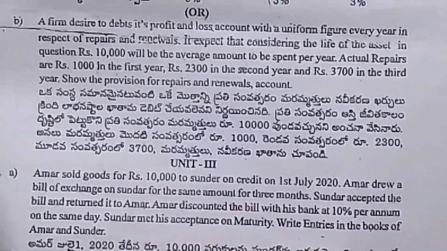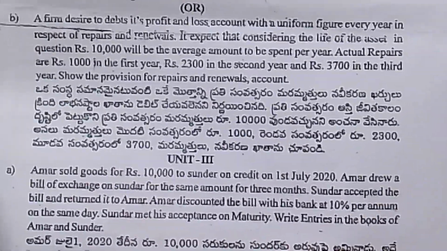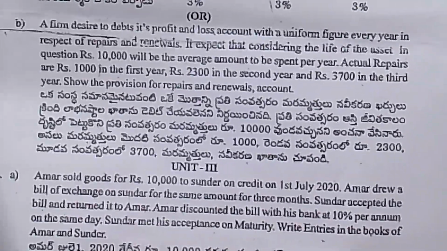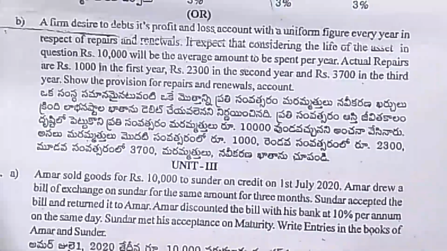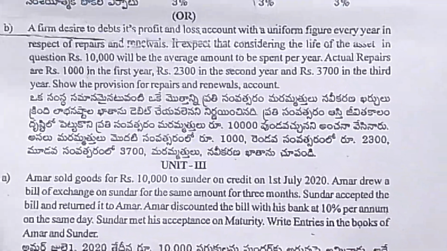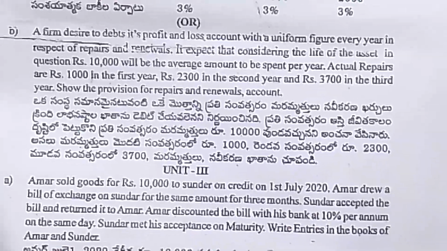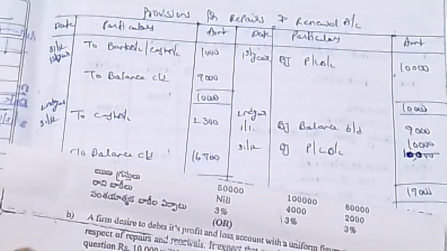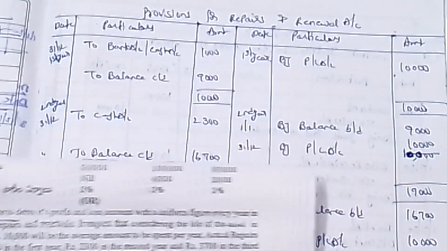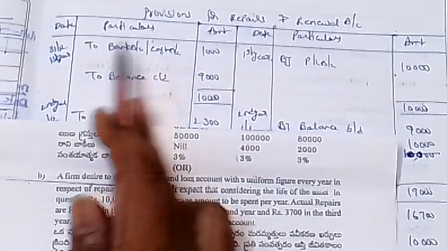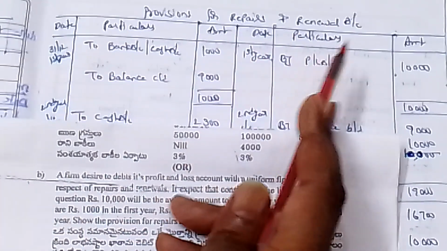Actual repairs: 1,000 rupees in the first year, 2,300 rupees in the second year, 3,700 rupees in the third year. So, provision for repairs and renewal account. Let us see this solution. Okay. So provision for repairs and renewal account. Date, particulars, amount. First year.